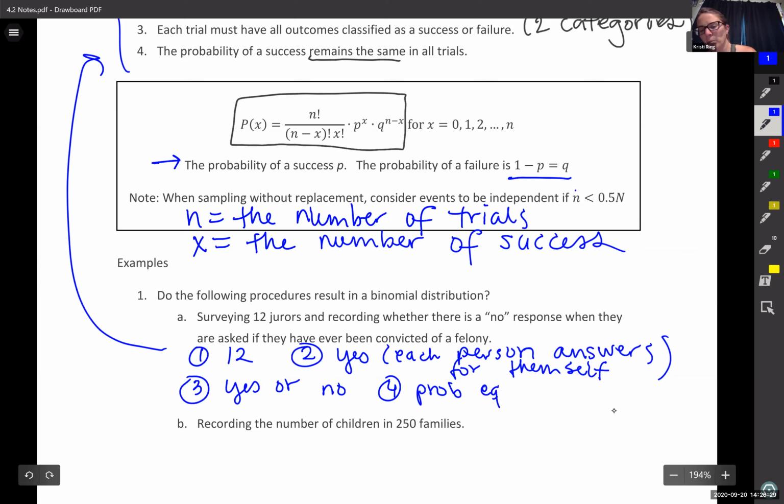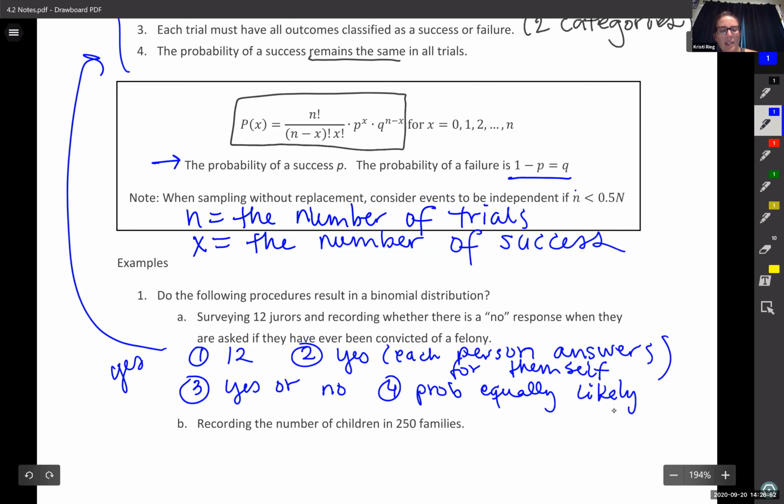Everyone in that room is equally likely to have been convicted of a felony, probably, because if you're convicted of a felony, you can't be on jury duty. So I don't know. Am I thinking too hard? Okay, we'll move on. So this one is yes.